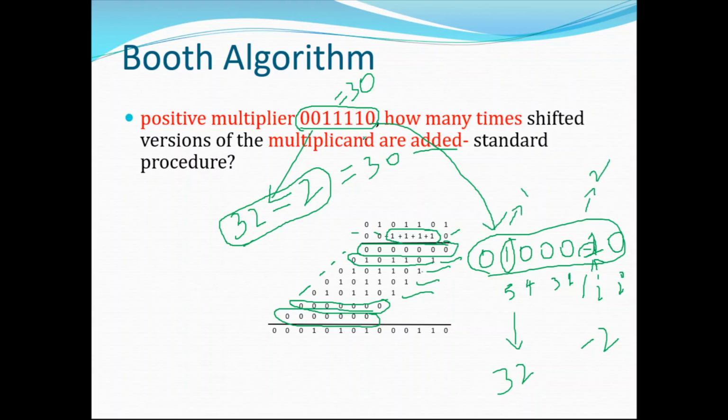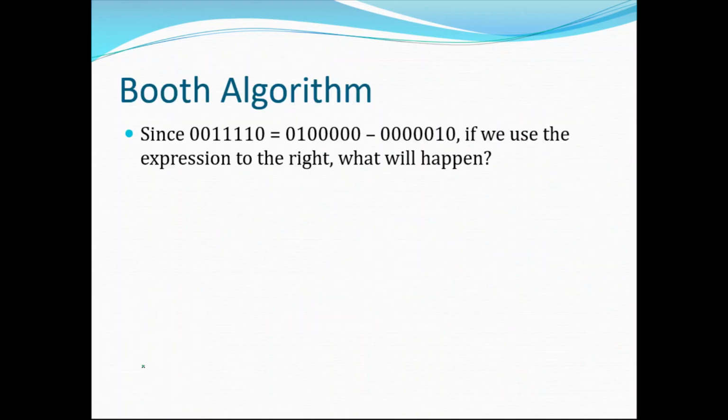Whereas in the previous representation, how many ones were there? 4 ones were there. So if there are only two ones, then the number of additions will be reduced. So only 2 times you have to add. This is the core logic behind Booth's algorithm. Let us see how it fully works.